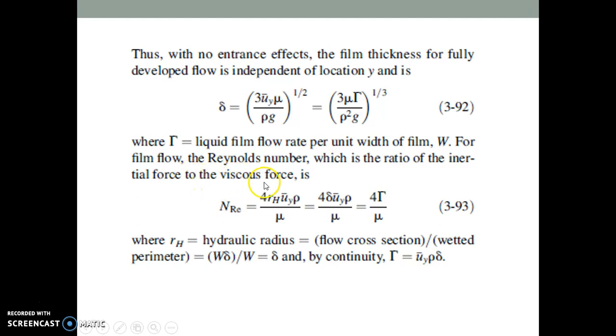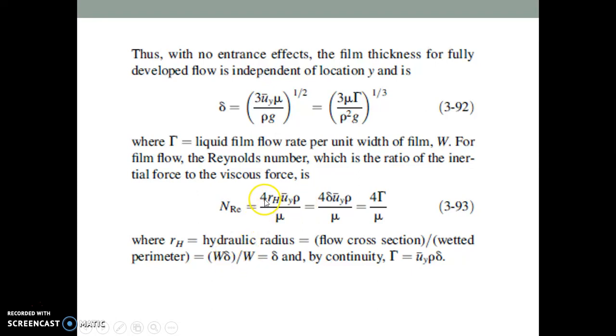For the film flow, we know that the Reynolds number is the ratio of the inertial force to the viscous force. This is the inertial force and this is the viscous force. And as for R_H u_y rho, we know that R_H refers to the equivalent hydraulic radius, which is equal to the flow cross section over the wet perimeter, denoted in this direction. Then we substitute this equation into this equation, then we can get 4 rho u_y rho.